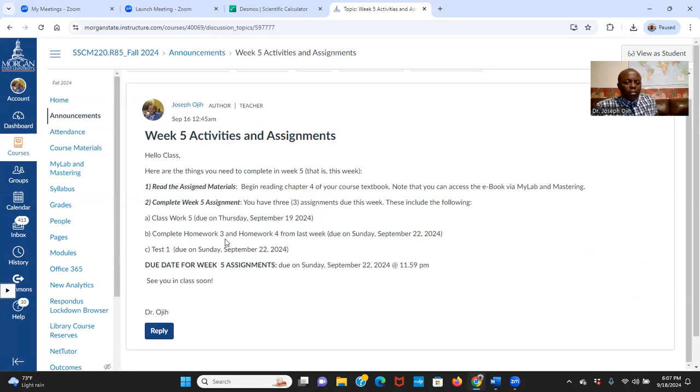Then assignments: they have classwork 5, which should be out after this session. It will be due tomorrow. Then complete the homework from last week, homework 3 and 4, by Sunday. And then test 1. And that's it. So the assignments due this week are just classwork 5 and test 1. I didn't put an Excel assignment because you are going to have your test 1 this week.